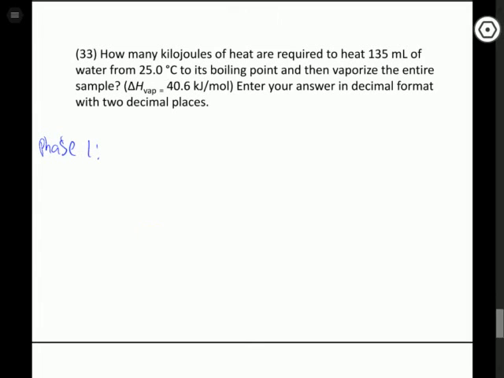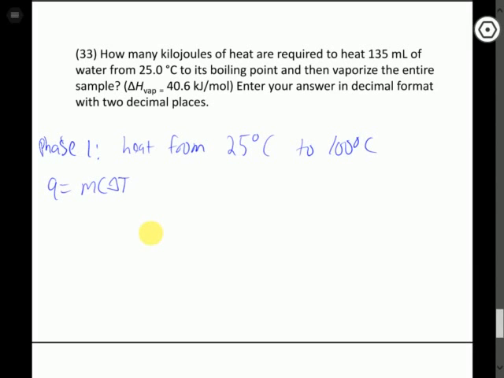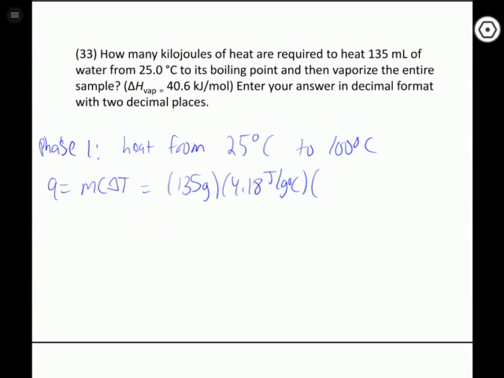So phase 1 is heating it from 25 Celsius to the boiling point, which is 100 Celsius for water. There's one boiling point you should know by heart, and that's water, which is 100 degrees. Okay, so that's the first phase. So Q is going to be MC delta T. So we have 135 milliliters of water. As we've seen many times when we're dealing with water, the density is 1, so that's equal to 135 grams. The heat capacity of water is the one you should know, 4.18. And then delta T, we're going from 25 to 100, so that's a change in temperature of 75 Celsius. So that's our delta T.